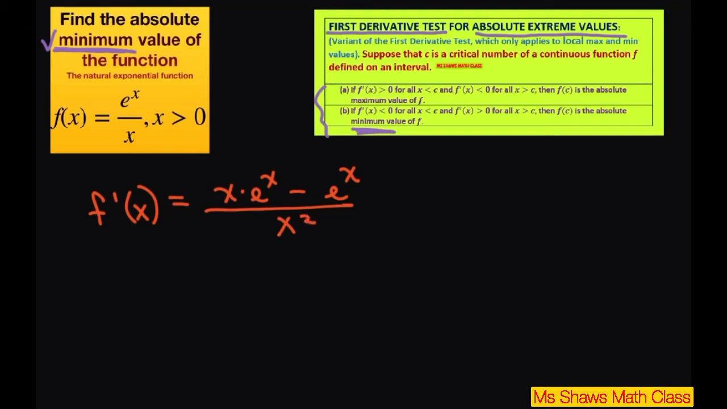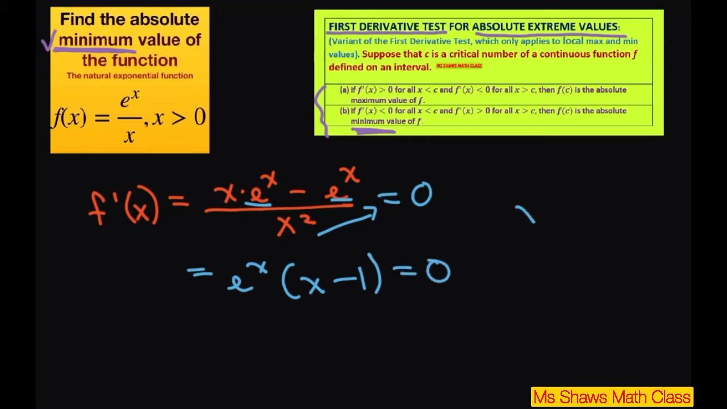All right, then we set this to 0. When you cross multiply, this x is going to go away. I'm going to go ahead and factor out e to the x power, and you'll get x minus 1 equals 0. So x equals 1. And that would be your minimum value, because that's what they're asking for.